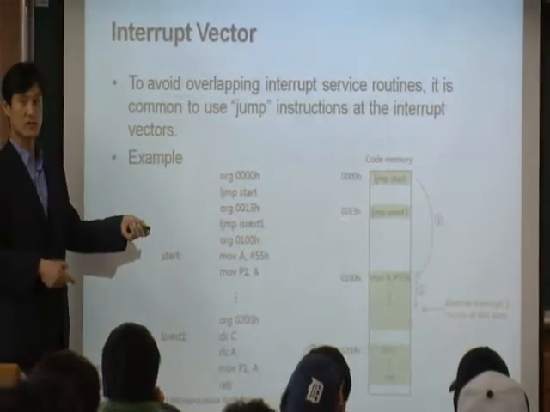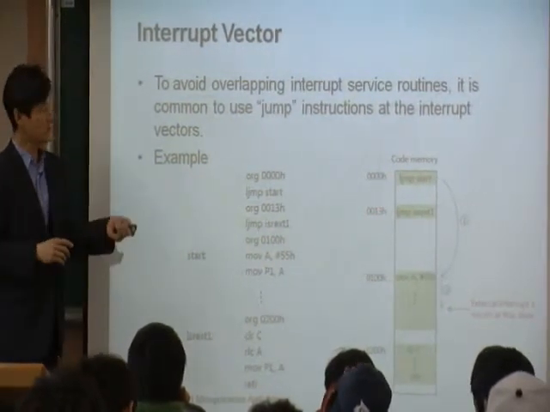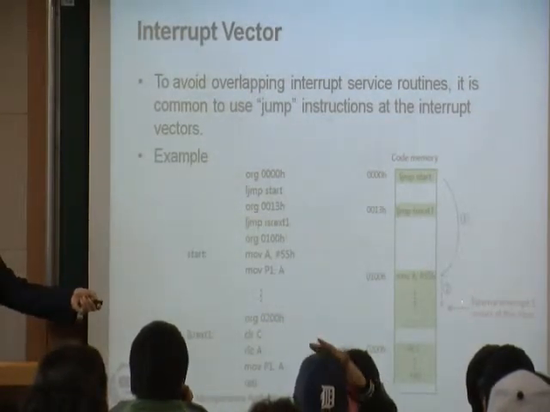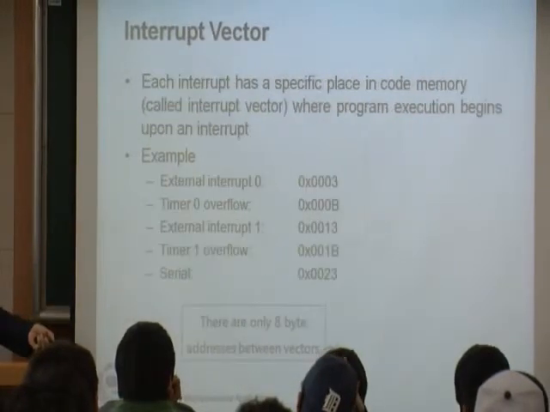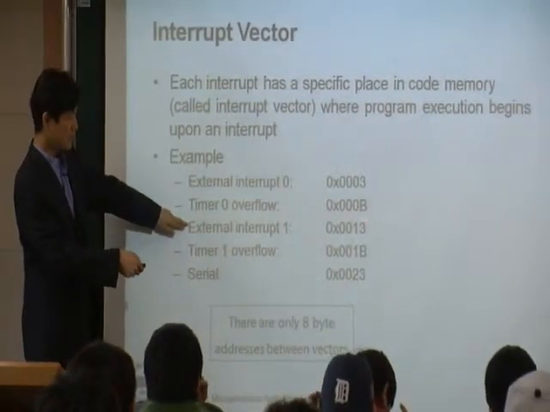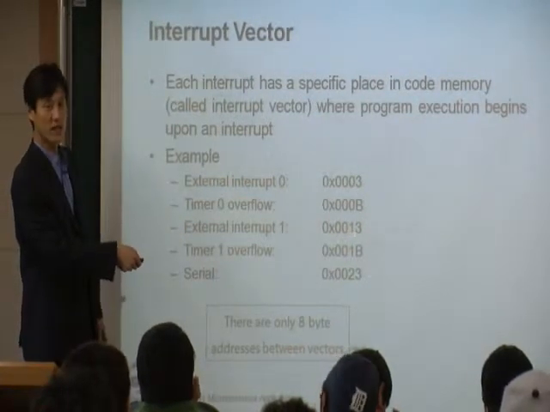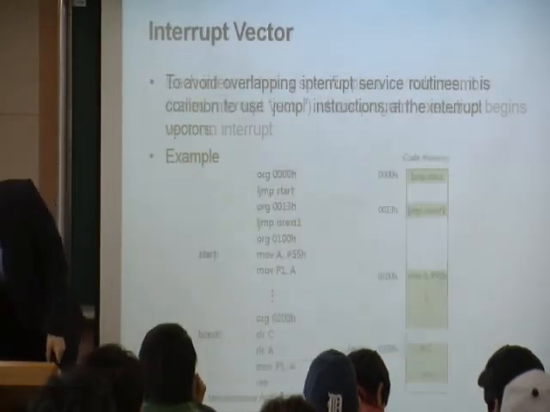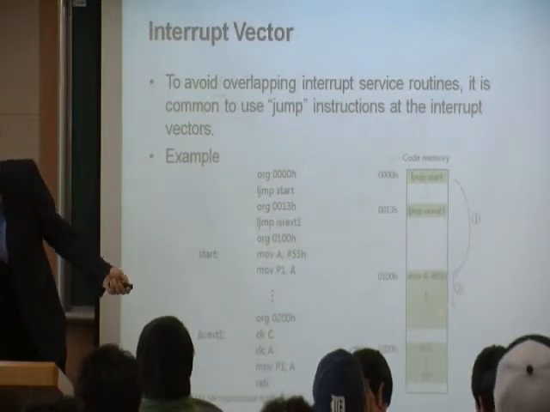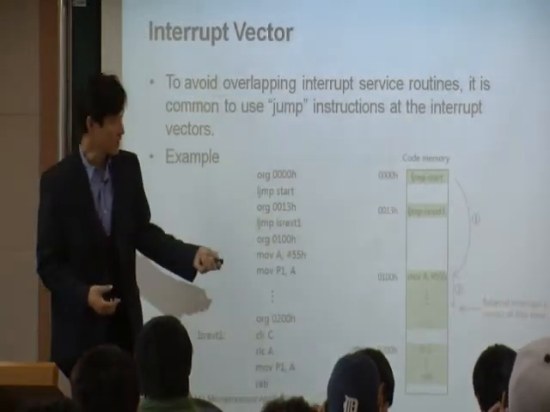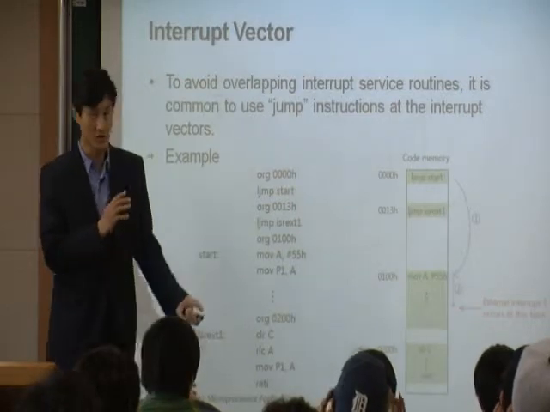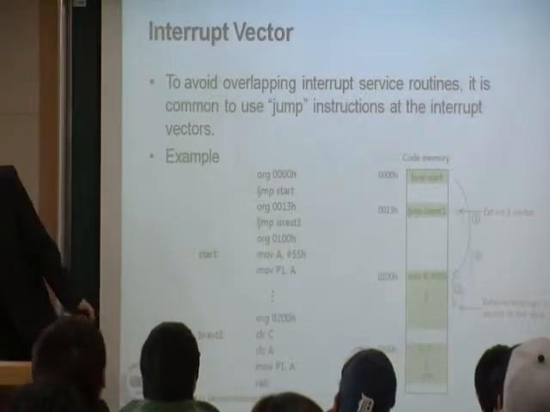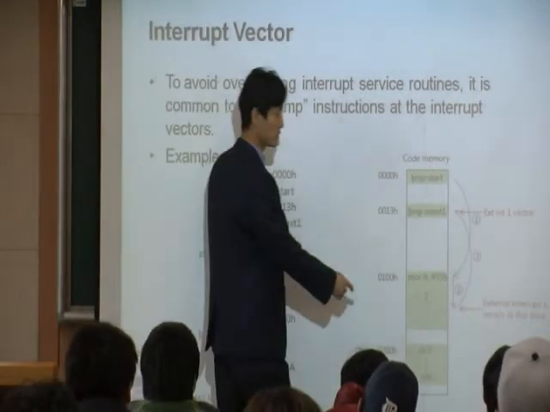That's the known location, a reserved destination for your interrupt source. In this case, this is external interrupt source 1. I said that 0013 is your destination. Whenever you have an interrupt, you have to jump here first. So while you are running your program, suddenly external interrupt 1 occurs at this time. Then you need to find where the vector is, and you are going to jump to there.